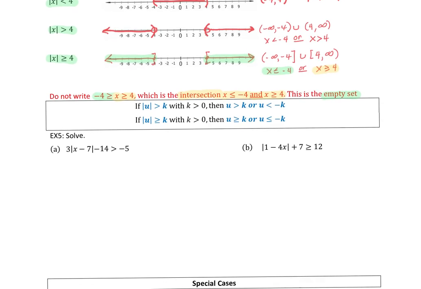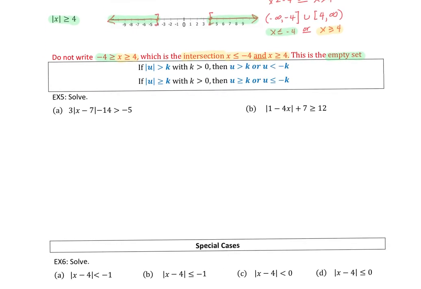However, let's move on. Let's say that you can write an absolute value greater than some positive number, or greater than or equal to some positive k value. Then you can split it up how we just split it up, with a greater than the positive or the less than the negative. Greater than or equal to the positive or less than or equal to the negative.